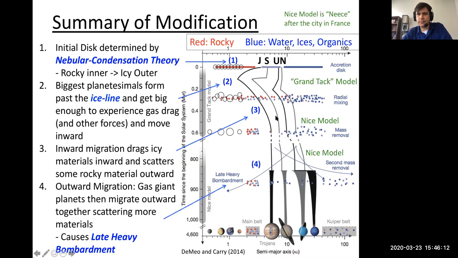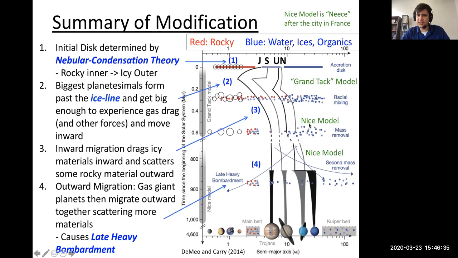This later point, where we have this outward migration causing the late heavy bombardment and leaving us with the planets as is, with our asteroid belt and our Kuiper belt, is called the Nice model. That is the city in France, Nice, which is where the meeting was, where this was originally put out into the world of planetary system formation. So, just a point that you should be aware of.